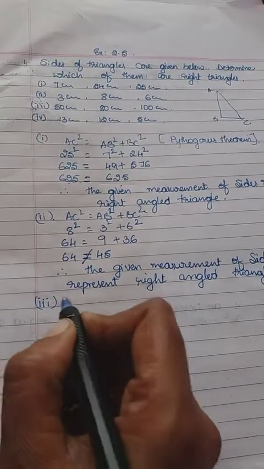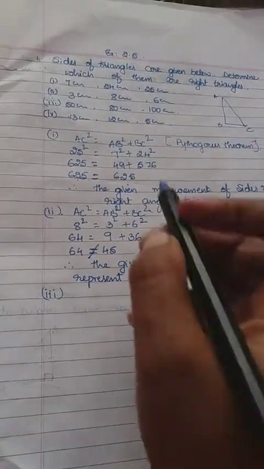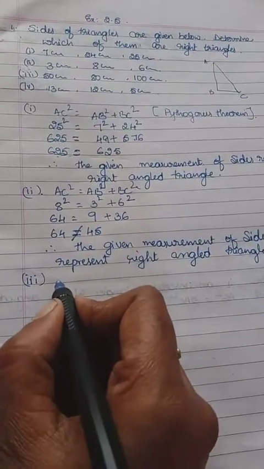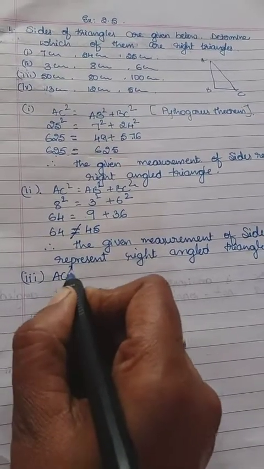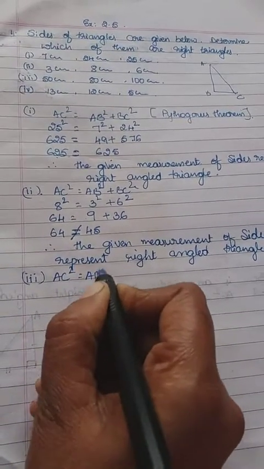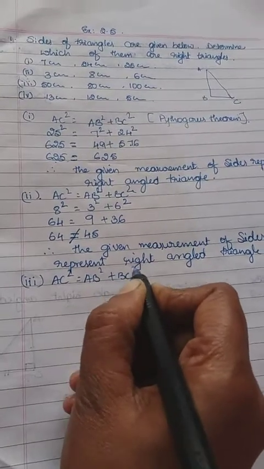Let us move to the third one. We have to check. It is the same theorem we have to take. Formula: AC square equals AB square plus BC square.